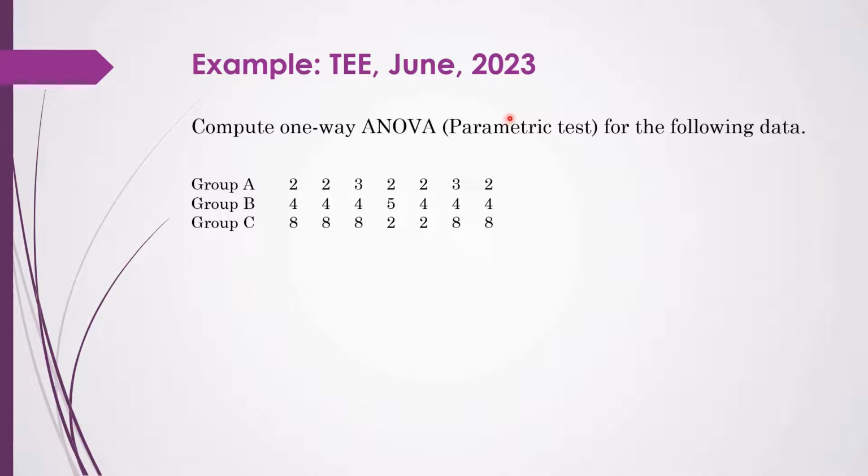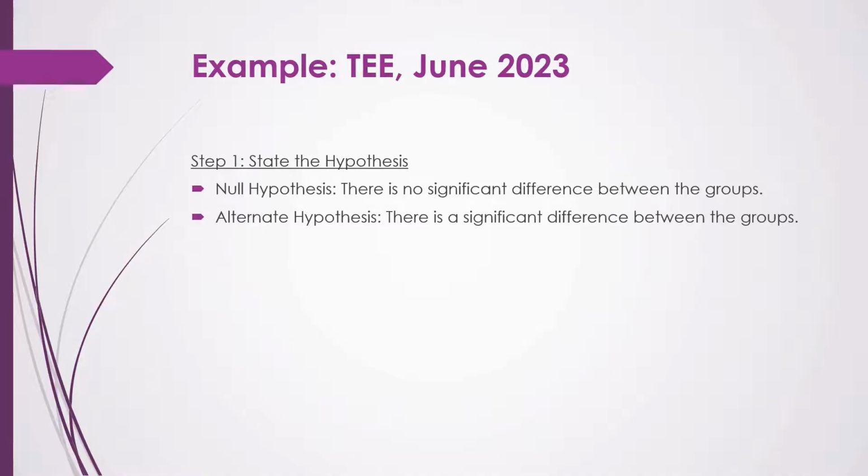What do we have? We are given 3 groups A, B and C and a bunch of numbers under this. How do we go about solving this question? We'll do a step-by-step study. So the first step is stating the hypothesis.